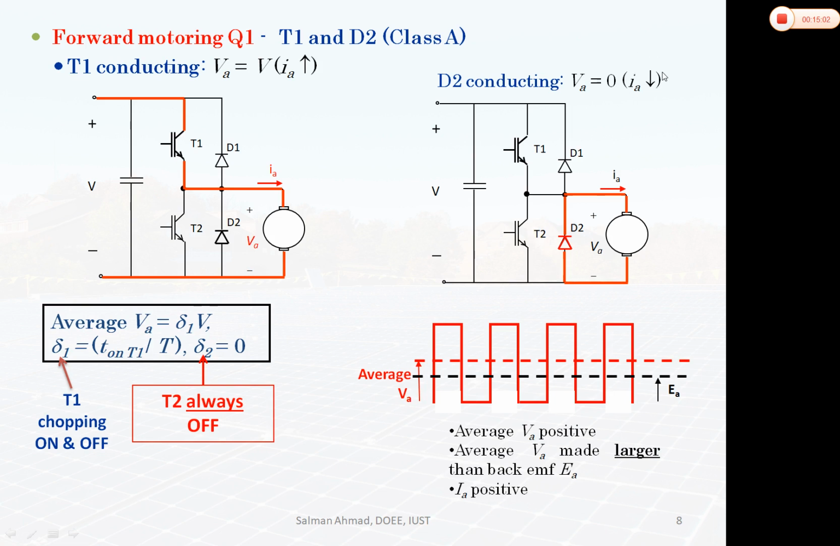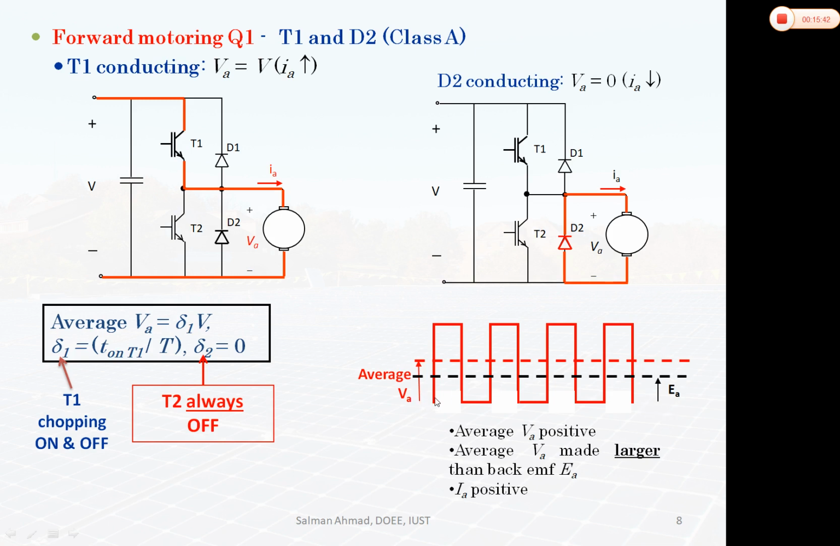So Ia is decreasing. The average, if you want to find, will be delta 1 into V. Delta 1 we define for T1, that is T on T1 upon capital T, and delta 2 is 0 because we are not controlling T2 in Q1 mode. T1 is chopping on and off. The condition here is that the armature voltage must be greater than the back EMF voltage. The average value of the armature voltage is higher than the back EMF voltage EA. So this is the condition.